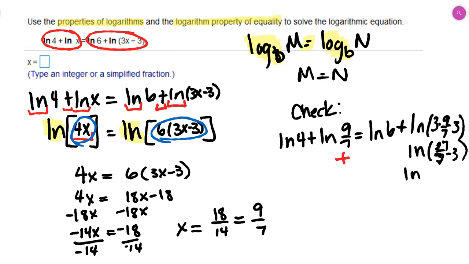27 over 7 is a little bit more than 3. So a little bit more than 3 minus 3 is also going to give you a positive value inside that log. So we're going to keep that solution of 9 over 7 as our answer.